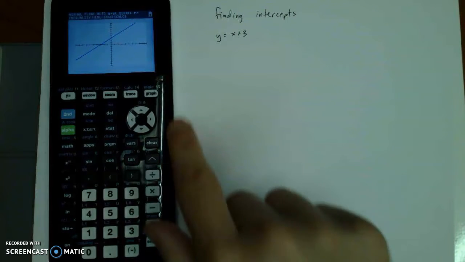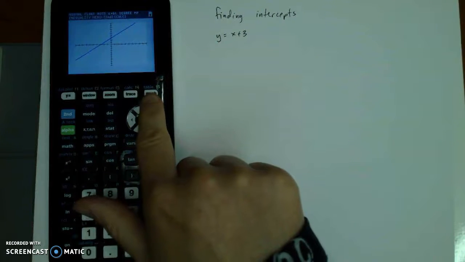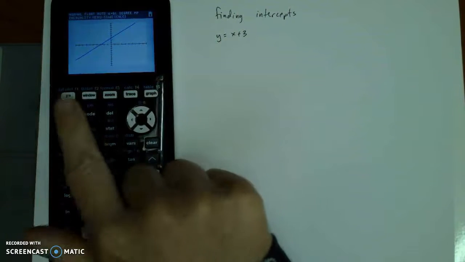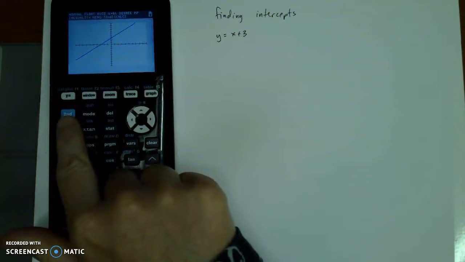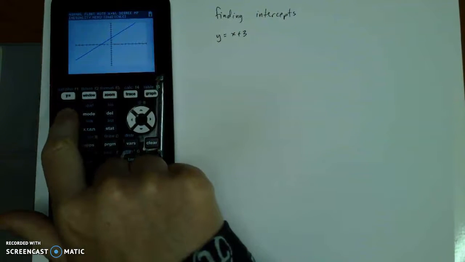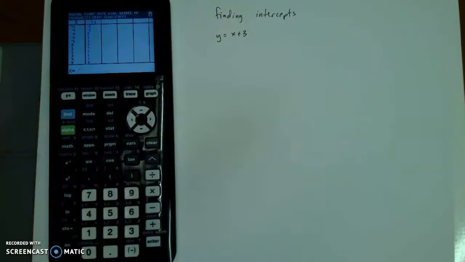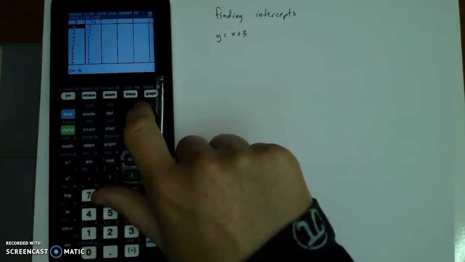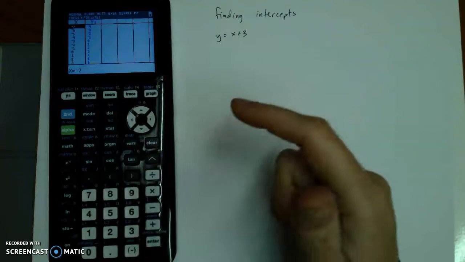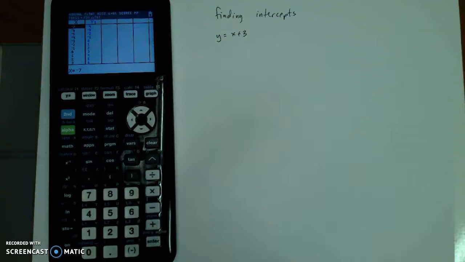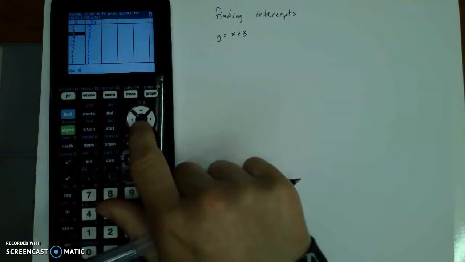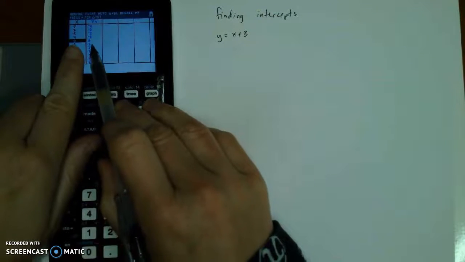So one thing I tell students is let's start by using the table. That's in blue. Again, to get the blue stuff, I'm going to hit the second blue key. So let's hit second and then graph to access my table. If we remember graphically what an intercept is, it's where we have zeros. So I'm going to scroll down so we can see this better.